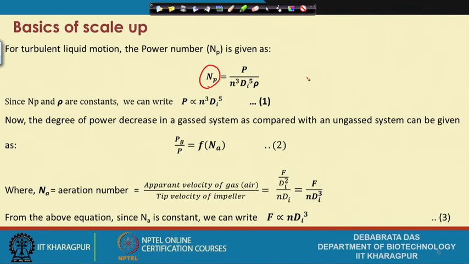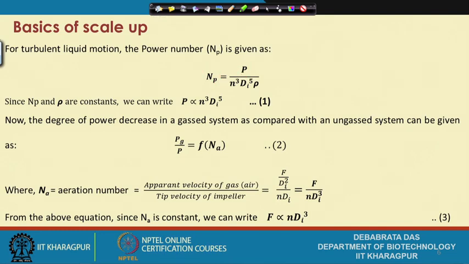Now, we have different power numbers. So power number is basically constant for a particular agitator at a particular Reynolds number. So if this is constant, then we can write that power is proportional to N cubed Di to the power 5.